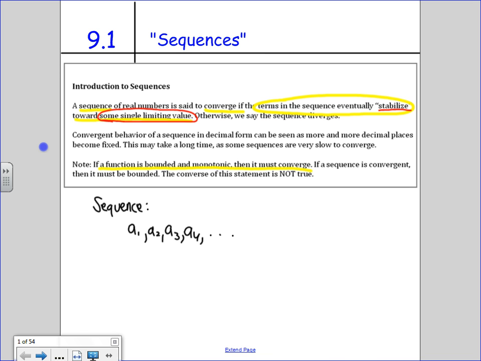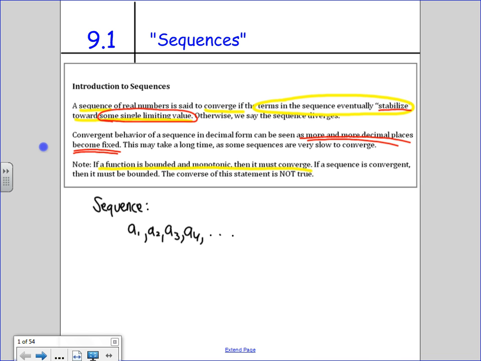Convergent behavior of a sequence in decimal form can be seen as more and more decimal places become fixed. This is more experimental. Meaning it could be 0.34, then 0.334, then 0.3334, and it starts to just stabilize, and then 0.333468. As they become more and more stabilized, more and more fixed. This can take a long time though, so we can't always see it as easily as we would like.